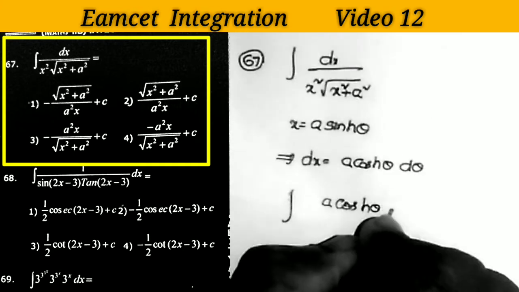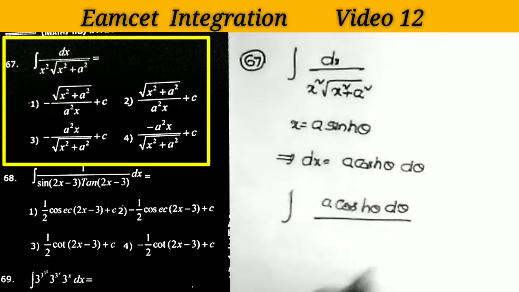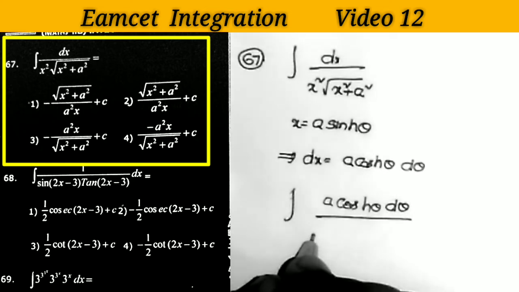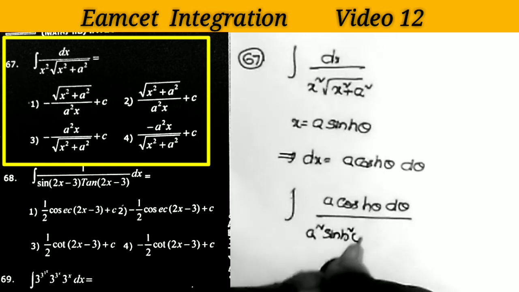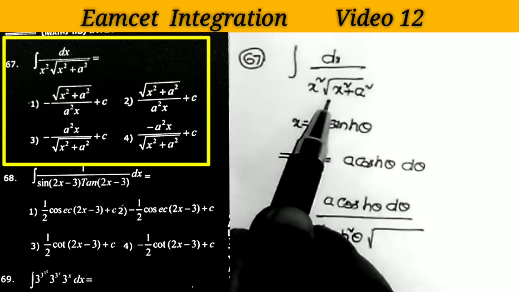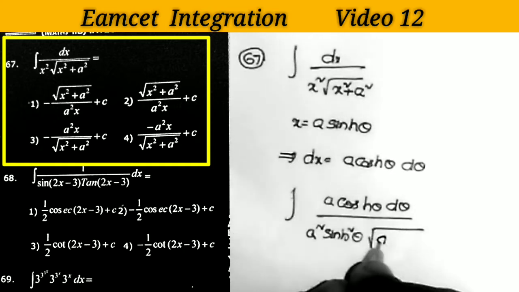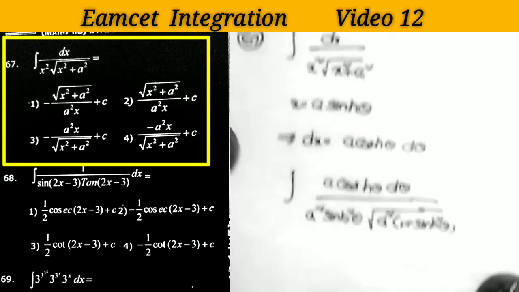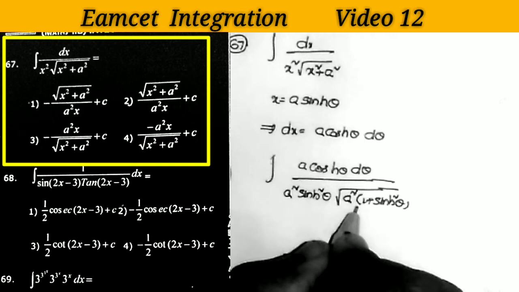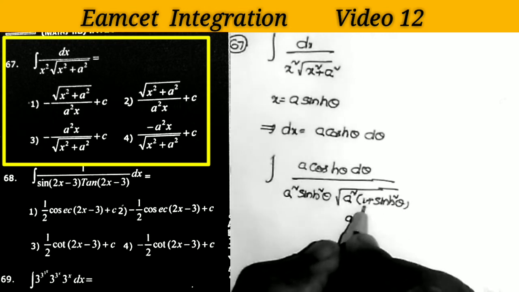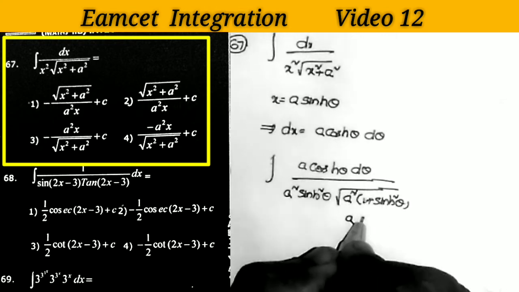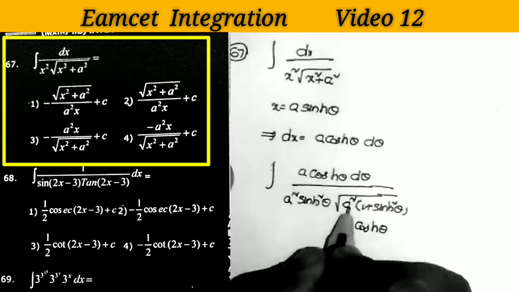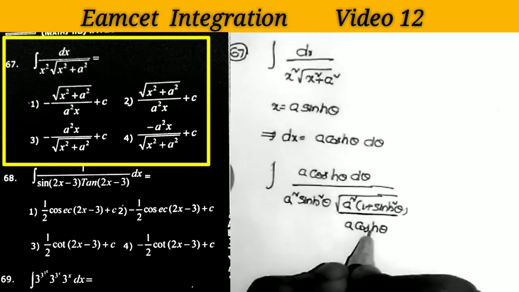Now the question becomes integral of a cosh theta d theta by x square, a square sinh square theta, into square root of a square sinh square theta plus a square. Taking a square common, we get 1 plus sinh square theta inside, and 1 plus sinh square theta is equal to cosh square theta. So the root becomes a cosh theta.